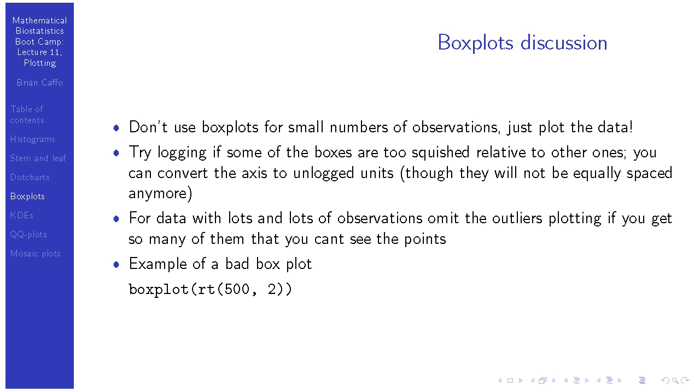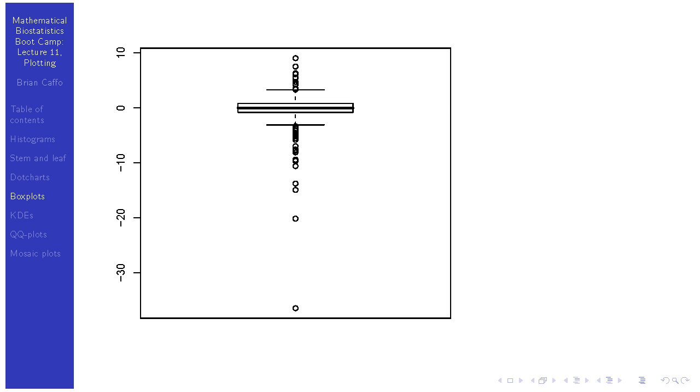If your boxes get too squished, try logging your data if it's positive, or maybe you could do a cube root if it's positive and negative. For data with lots and lots of observations, you often want to omit the outliers because you get this big mash of black from overplotting that you can't see individual points, and there's no point in calling them outliers anymore if there's hundreds of them. Here's an example of a bad box plot. I just give you some R code to generate a bad box plot. It's all squished together, the outliers. There are too many outliers being displayed, and the fact that there are so many outliers means that all the interesting aspects of the meat of the data are obscured by a handful of outliers.